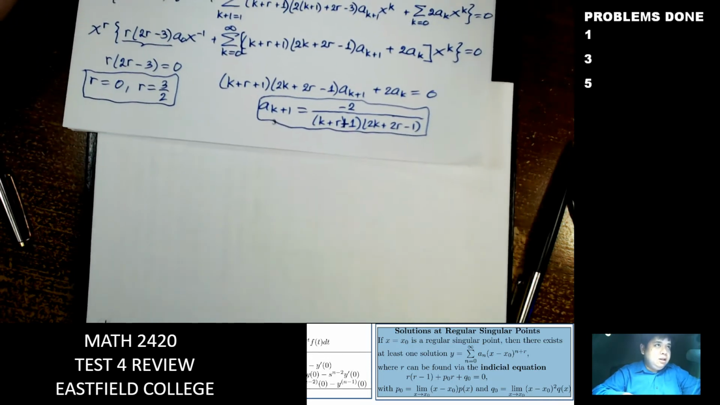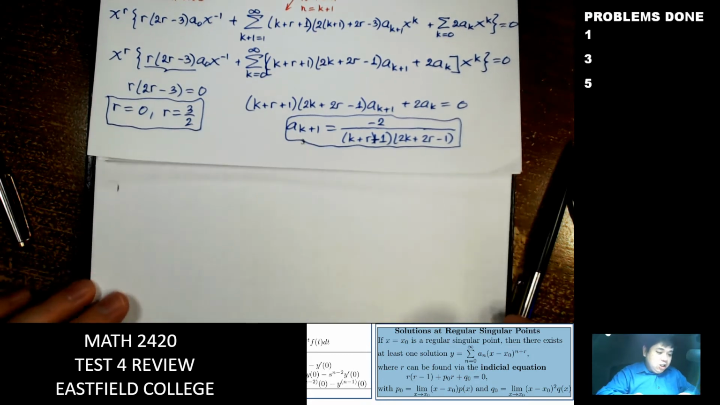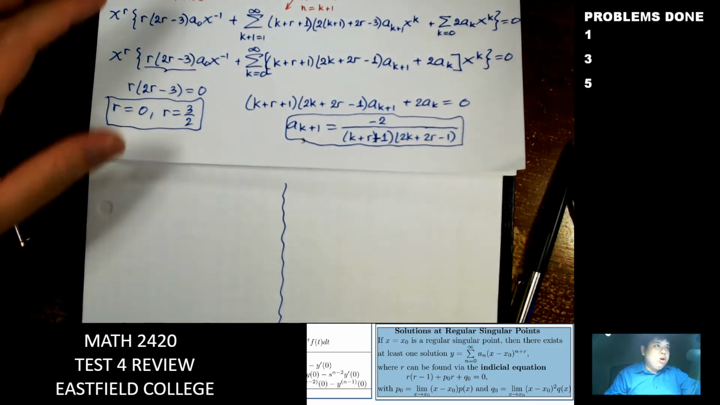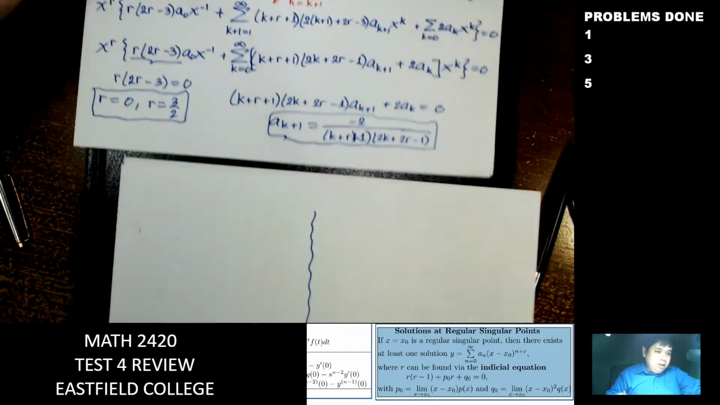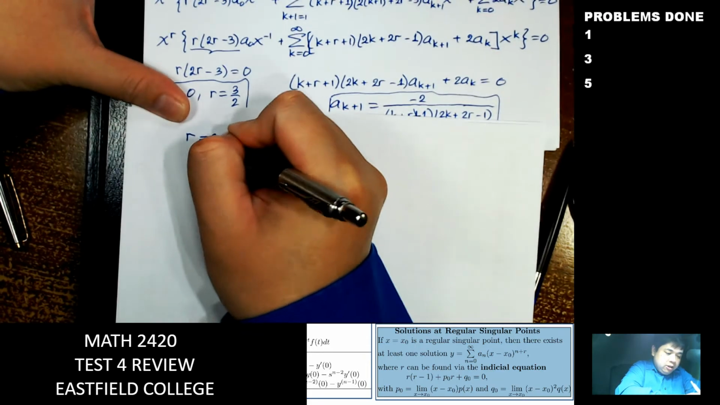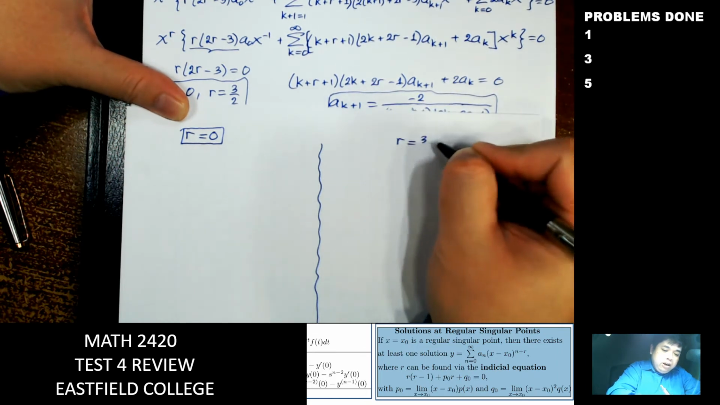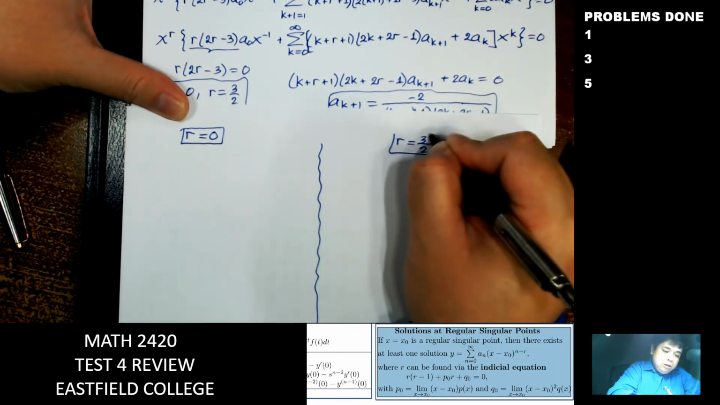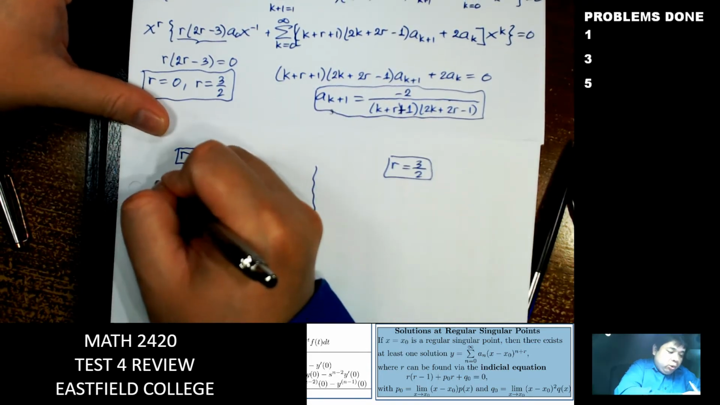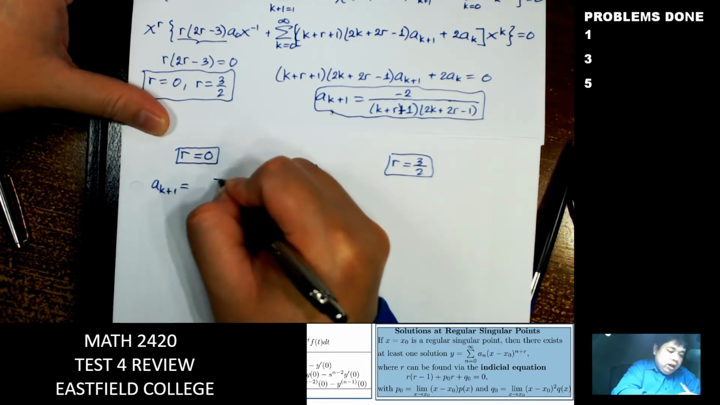Right, so pretty much now we have this relation. So I will divide this into two parts, each one corresponding to one r value. To the left panel, let r equal to 0, and on this side r equal to 3/2. Now this is the relation. If r equal to 0, we will have a of k plus 1 equal to -2.